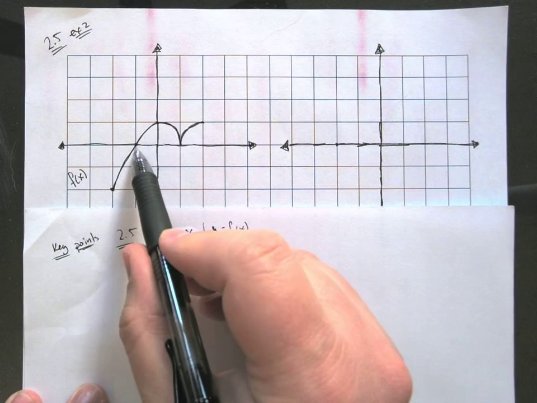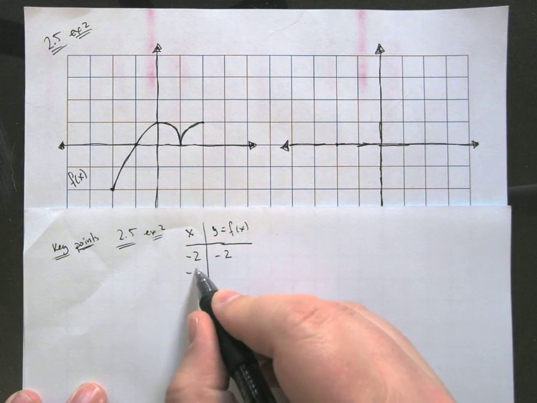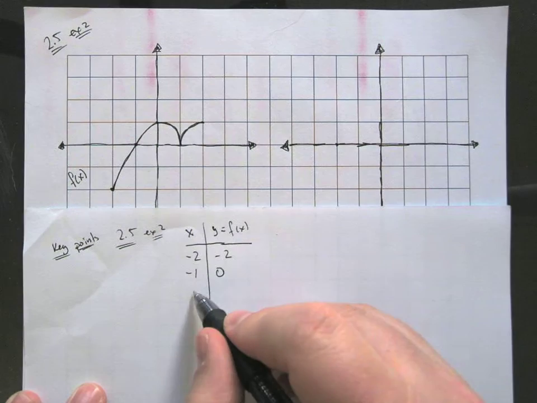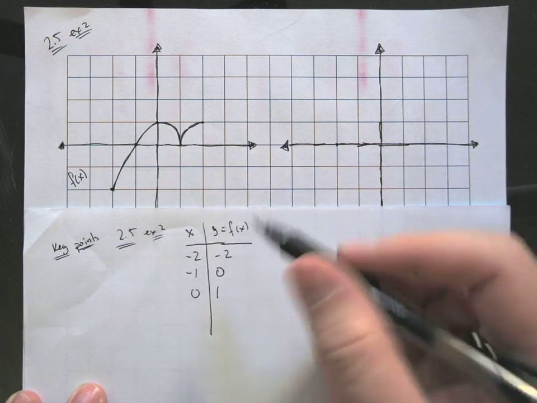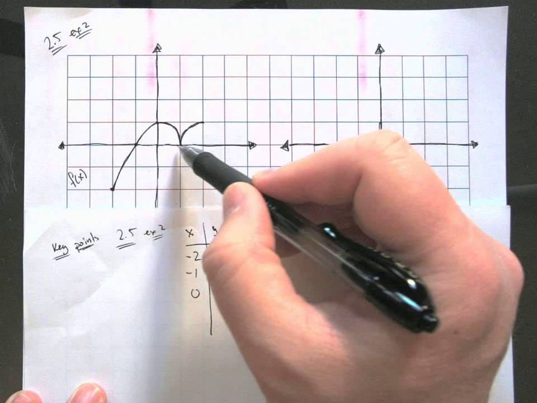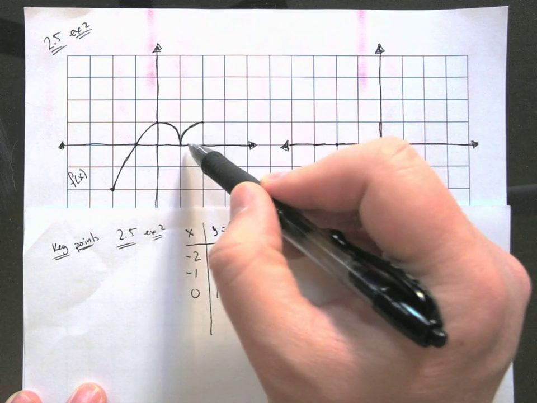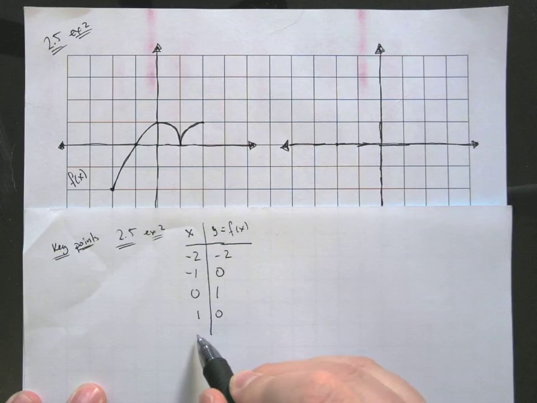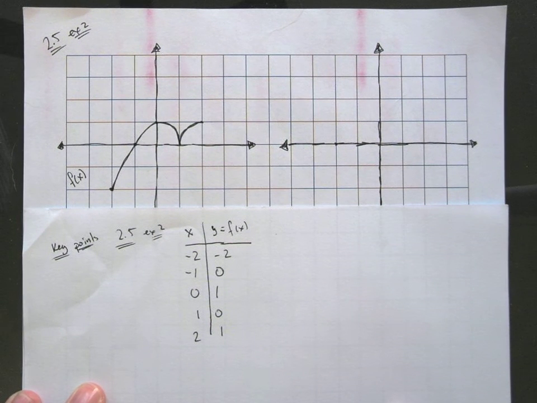The next one is this guy, so this is -1 and 0. Got our y-intercept at 0, +1. Then we're going to go down to +1, 0, and then up and over to +2, 1. So 1, 0, and then 2, 1. So this is our starting point. This is our original function.